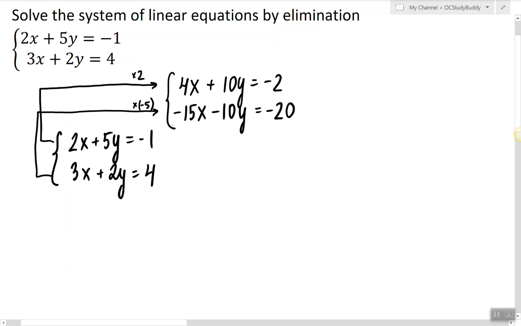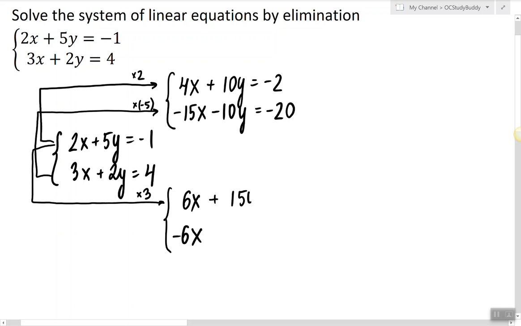Now to eliminate the x variable, I have to find the least common multiple of the coefficients of x. So the least common multiple of 2 and 3 is 6. So I'm going to turn one of them into 6 and the other one into -6. So what do I have to multiply 2x by to make it 6x? I have to multiply it by 3. So let's multiply the rest by 3. So we have 15y and we have -3.